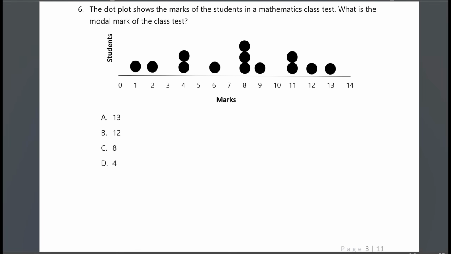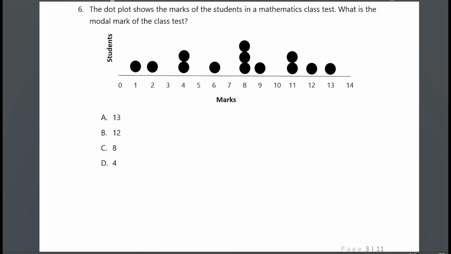Question 6. The dot plot shows the marks of students in the mathematics class test. What is the modal mark of the class test? So in statistics, we have different ways of representing data, and one of the ways of representing data is using the dot plot. So let's analyze the dot plot here.